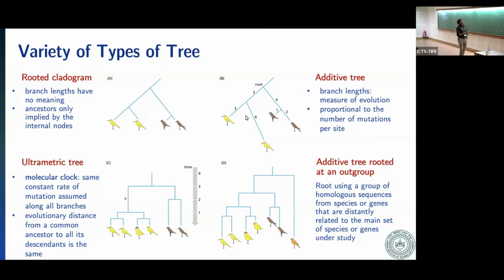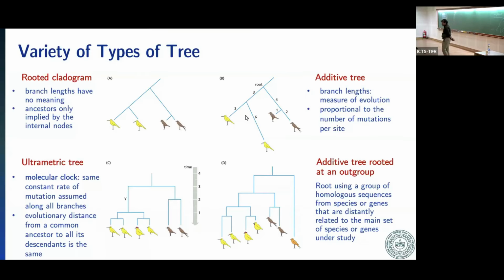And the reason it is called an additive tree is because if you sum up the distances by traversing the paths in the tree, then you can say how much the mutational divergence is between these two species. So that's why it is known as an additive tree.